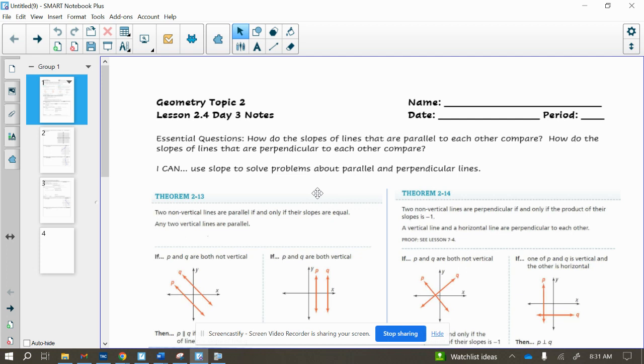Hello everyone, and welcome to the last lesson of topic 2. Today we are going to talk about writing the equations of parallel and perpendicular lines.